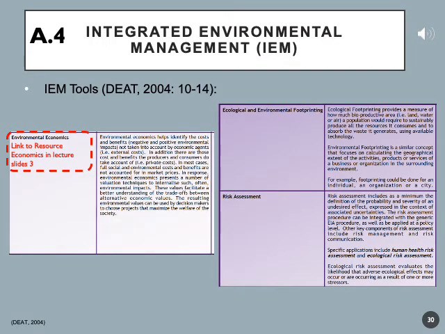To continue, another integrated environmental management tool is environmental economics, and you'll recall that we touched on it in lecture slide 3 when we looked at resource economics. This approach helps identify the costs and benefits, negative and positive, of environmental impacts, which are not necessarily always taken into account by economic agents. And then there's ecological and environmental footprinting, which I'm sure you are aware of, and risk assessments.